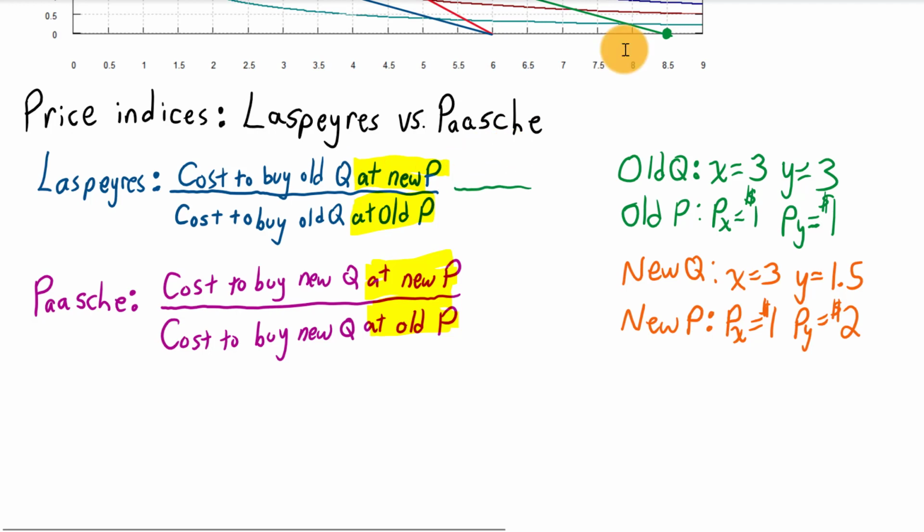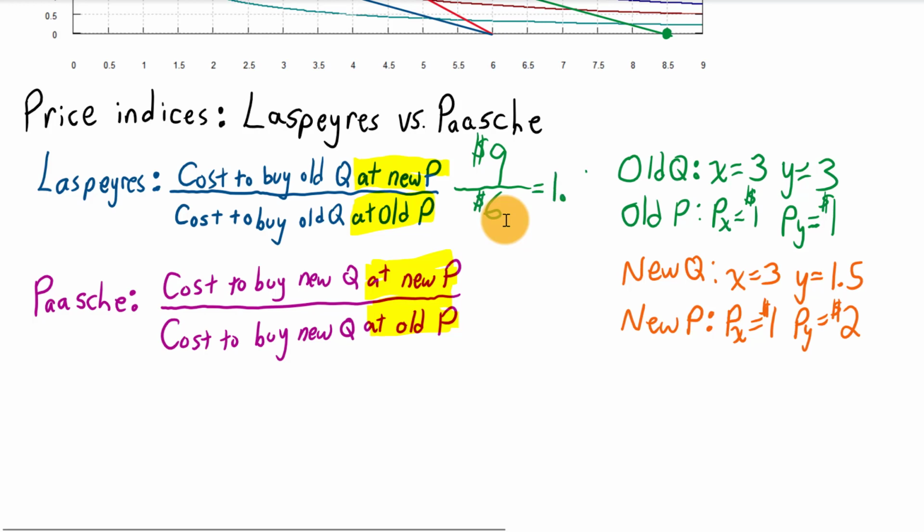So on the top, we would say, well, the old quantity was 3 and 3 for X and Y, and the new prices were 1 and 2. So how much would it cost to buy the old quantity at the new prices? $9. We saw that $9 when we were looking at the Slutsky formulation for breaking apart income and substitution effects. Now, on the bottom here, we ask, how much did it cost to buy the old quantity at the old prices? Well, $6. That was just the original budget.